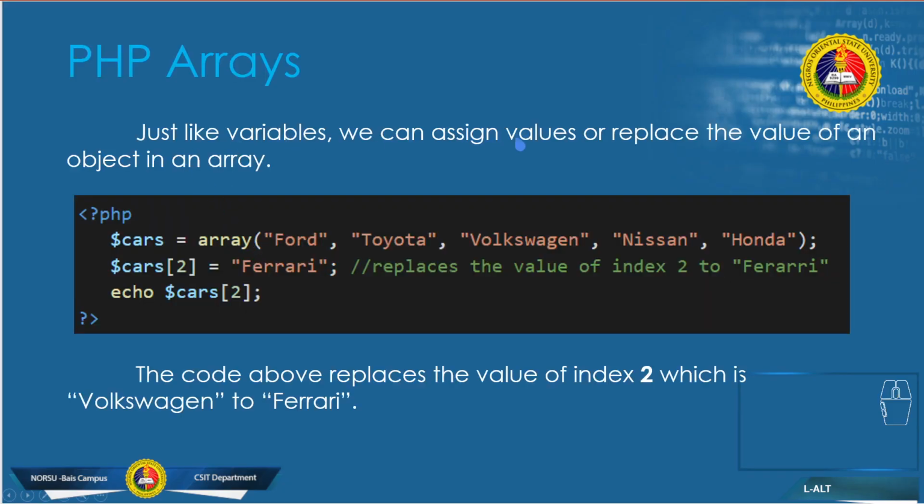Just like variables, we can assign values or replace the value of an object in an array. So to do so, we will write the variable name and the index number, and then we're going to write the new value. So again, to add or to replace the value of an array, first we will write the array name or the variable name, and then the index of the array, and then the new value.